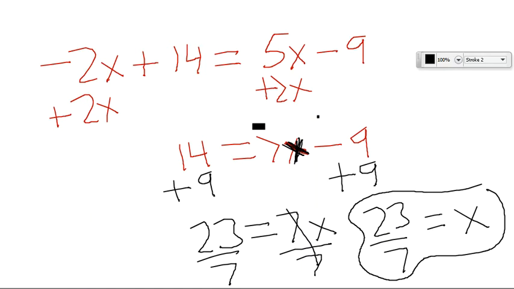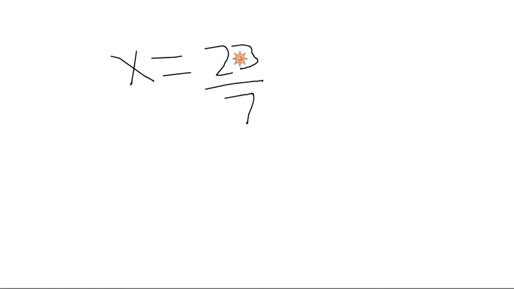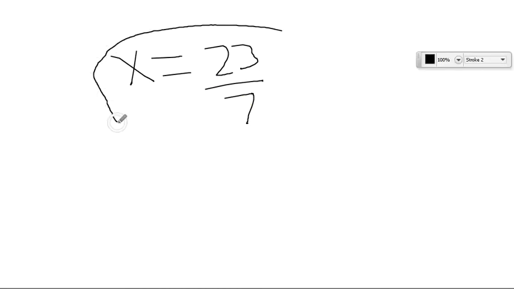And that's okay. So when we have a solution of x equals 23 over 7, the way that I want you to leave these is as a fraction. If the fraction can be simplified, I want you to simplify it. In this case, there are no numbers that can divide into both 23 and 7 evenly. So 23 over 7 is a simplified fraction.